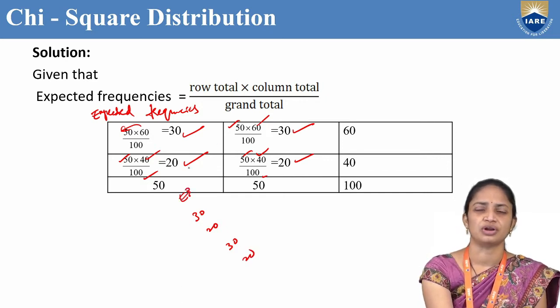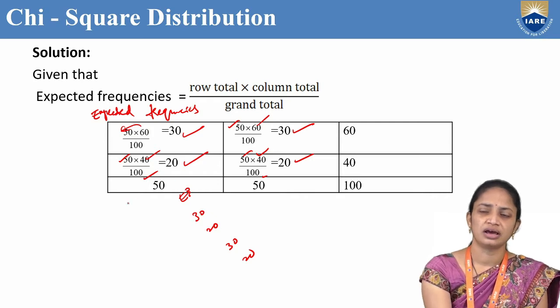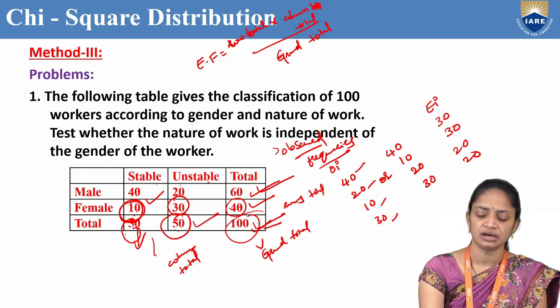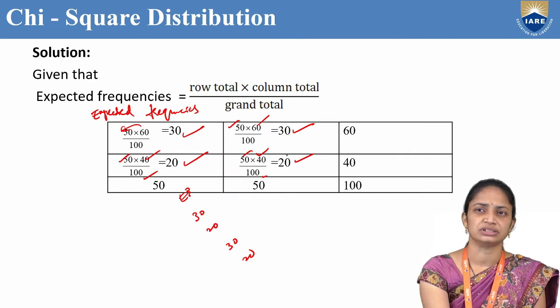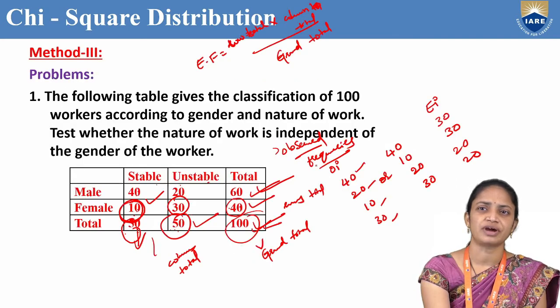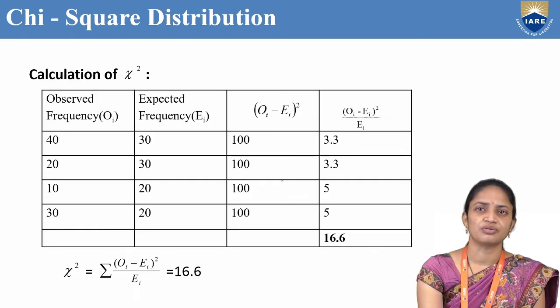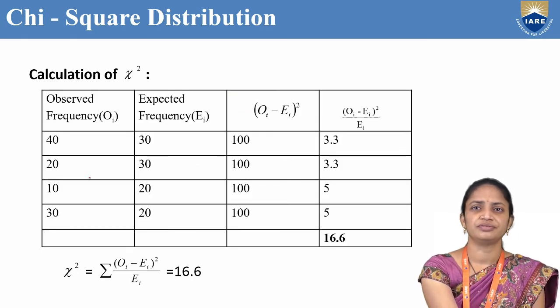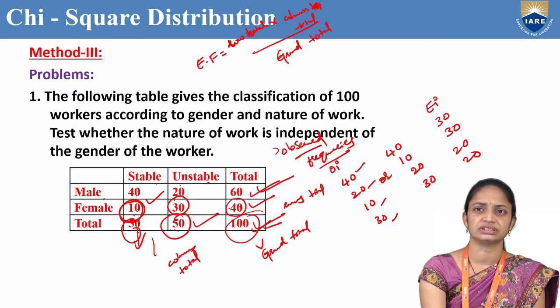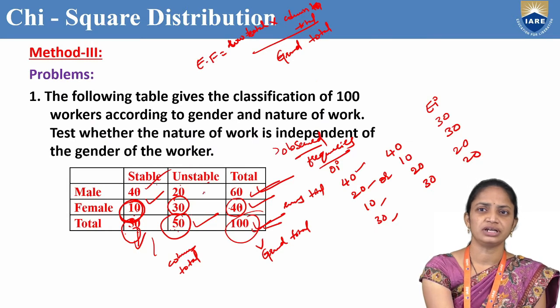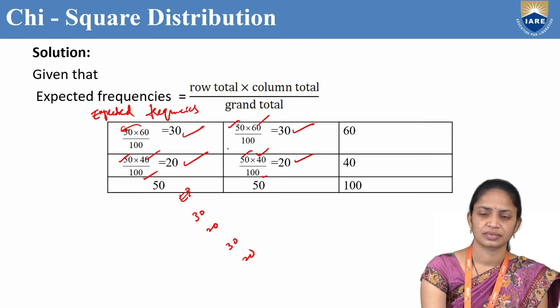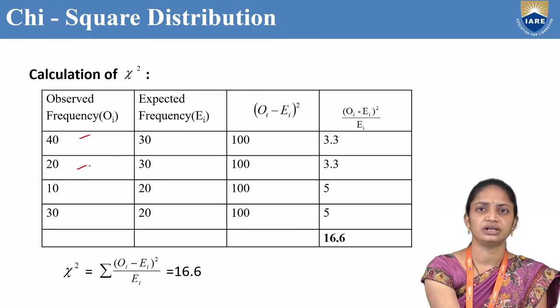Same way you need to follow. If you take row wise in the observed frequency, then in the expected frequencies you need to take row wise. If you take column wise in observed frequency, in expected frequency also you need to take column wise. But here I am taking row wise. So the observed frequencies are 40, 20, 10, 30, row wise.